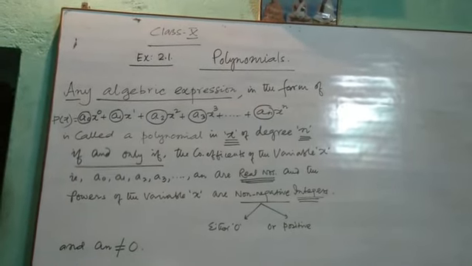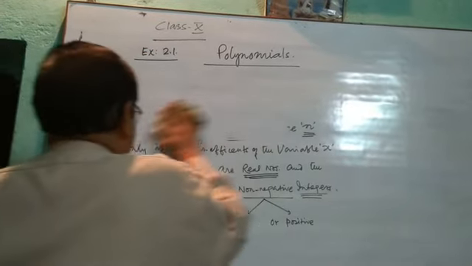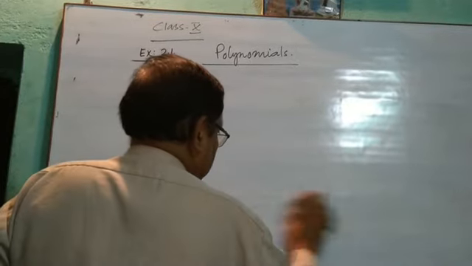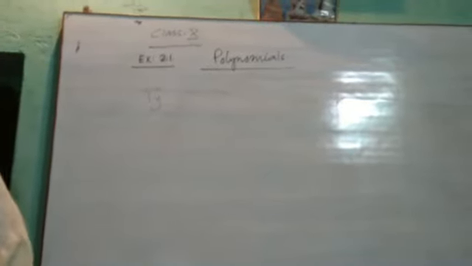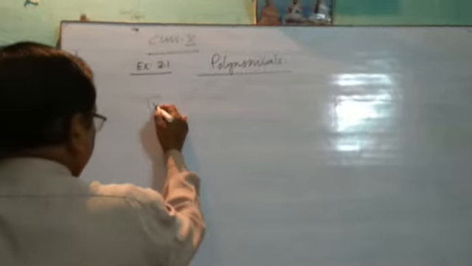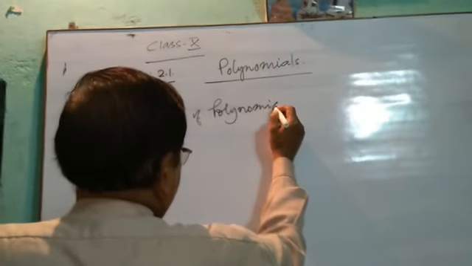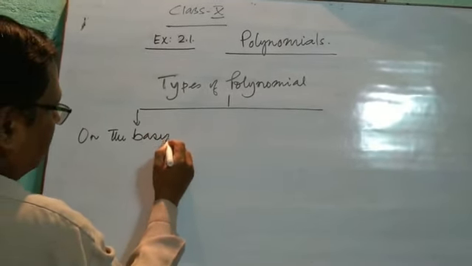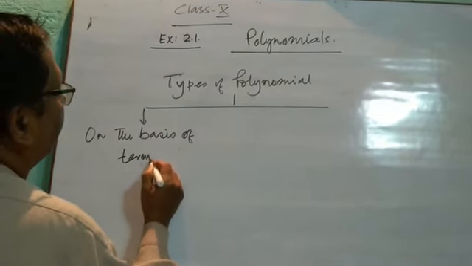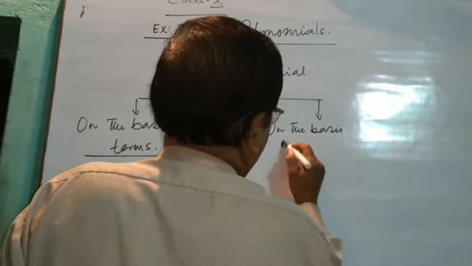Now, what are the types of polynomial that we will discuss? In your earlier classes, you have understood some of the properties of the polynomial. Once again, we will recap all the things. Types of polynomial: on the basis of terms, and second, on the basis of degree.